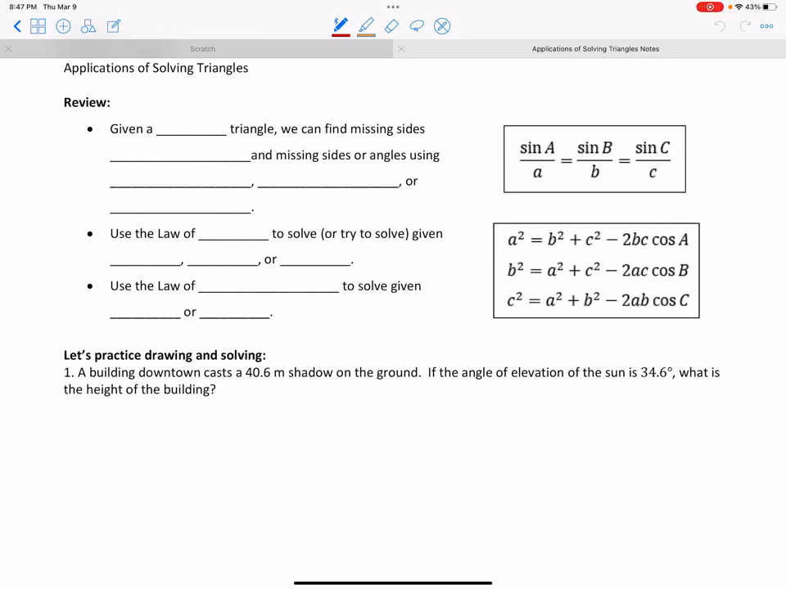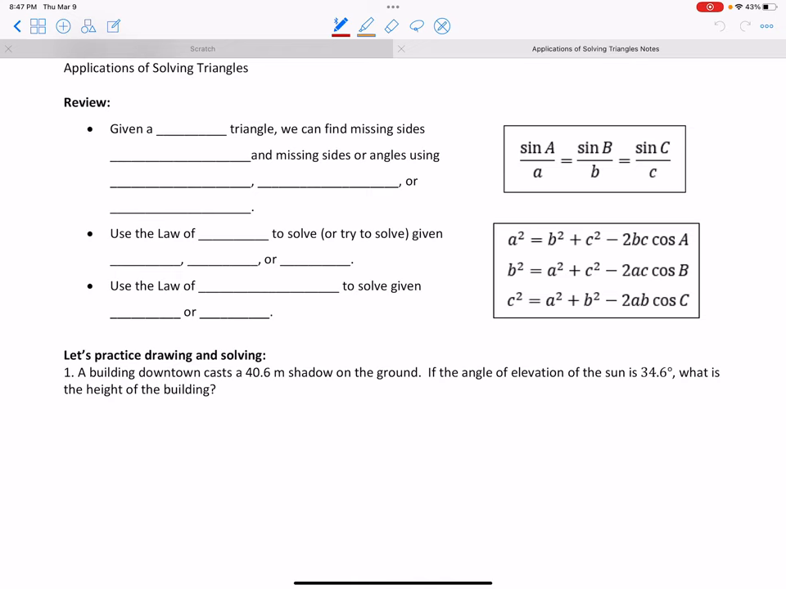Hello, welcome to our lesson on applications of solving triangles, where we will put into practice the formulas that we've been looking at over the past few topics. So this will give you hopefully an appreciation for the solving of the triangle process, because that is going to be the easy part of what we do today.